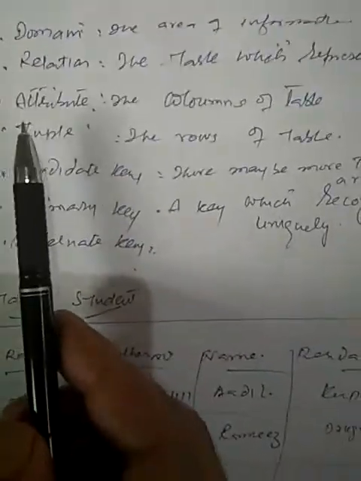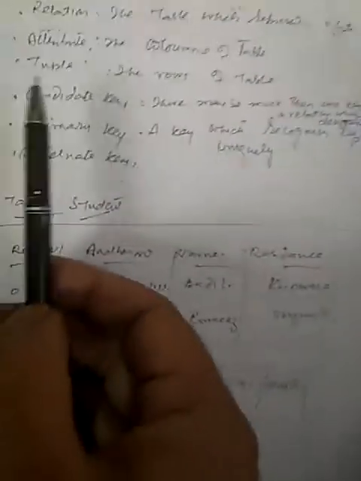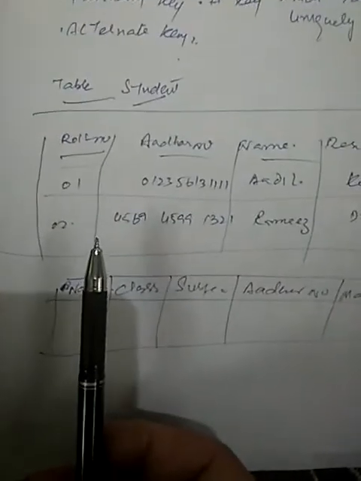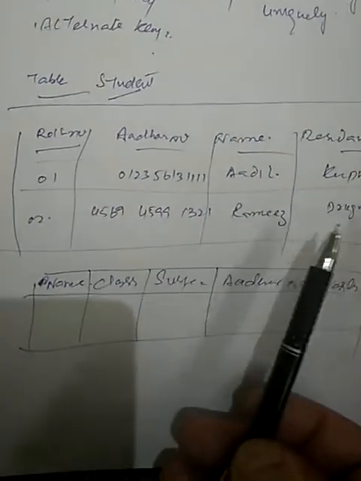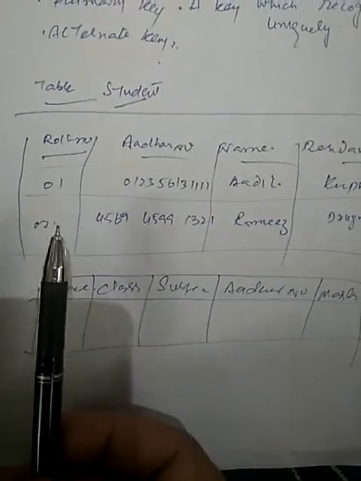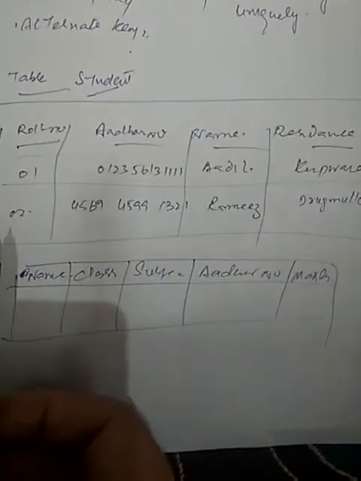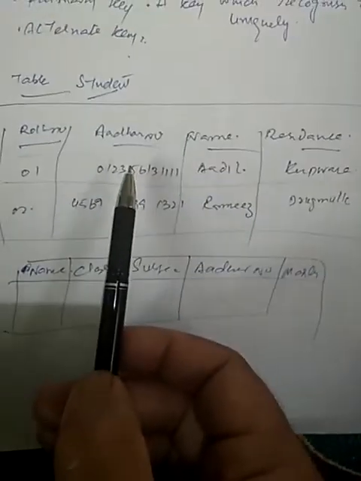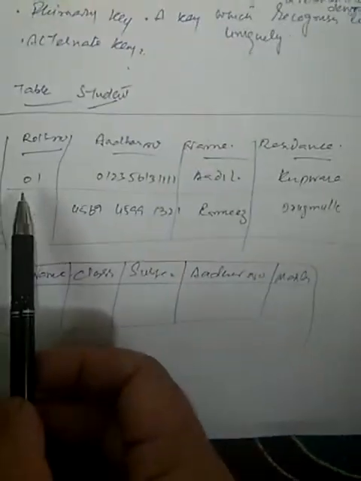Then there is attribute. The columns are called attributes. Then there is tuple. The rows of the table are called tuples. Then there is candidate key, any key that uniquely identifies the whole record, meaning the key which is unique. So here roll number and Aadhaar number are unique fields in this file. These are the candidate keys, and we can set any of them as primary key. Both keys are eligible, so we set roll number as the primary key.